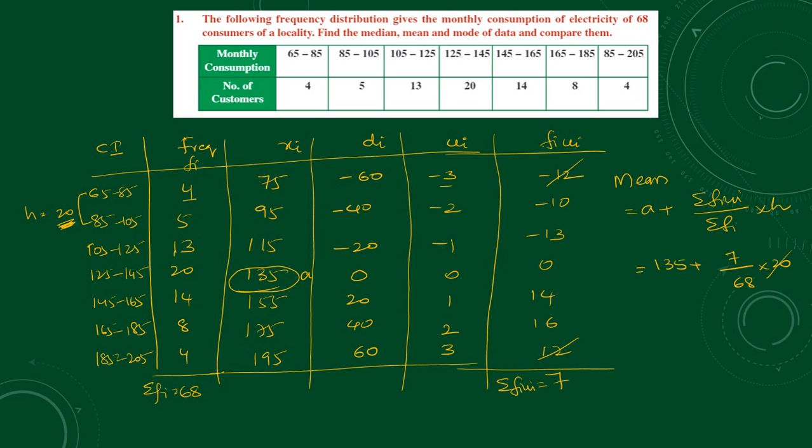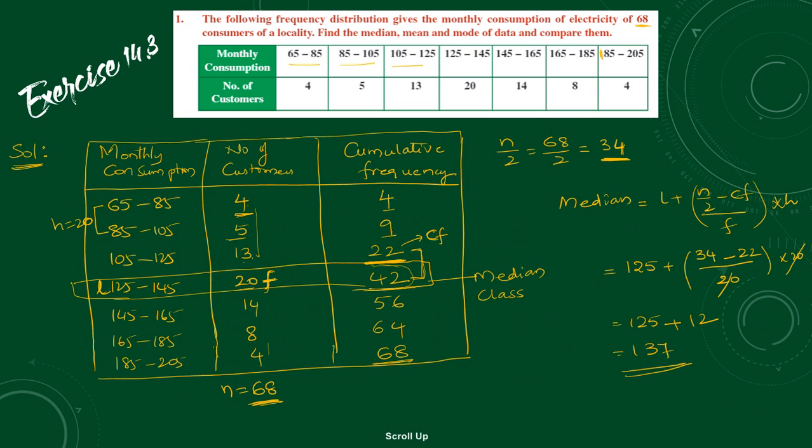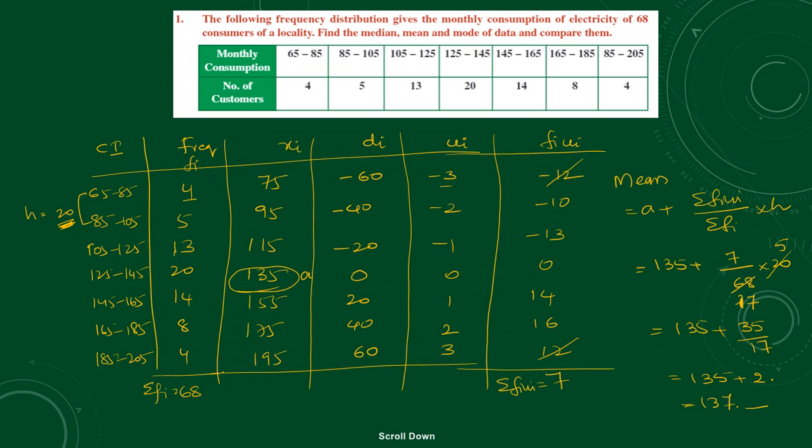In the 4 table, this goes 5 times. 4 1s are 4, 4 7s are 28. So this gives me 135 plus 7 5s are 35 by 17. So 35 by 17 means nearly 2 point something you will get, right? So this gives me 137 point something. This is also nearly equal to the value of median, right? So mean is 137 point.